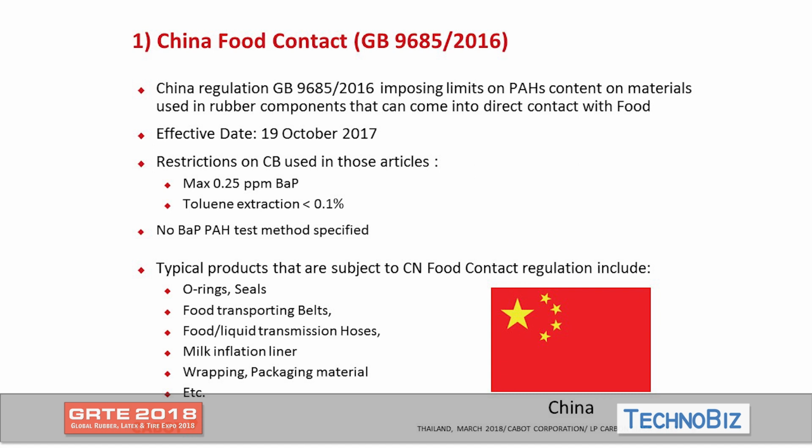And currently in this regulation, only one PAH is highlighted. It's the BAP, benzo alpha pyrene. And currently the requirement is maximum 0.25 ppm based on toluene extraction. But the regulation itself doesn't mention what the test method is. It purely mentions the maximum content and which kind of solvent is used. There is no PAH test method specified.